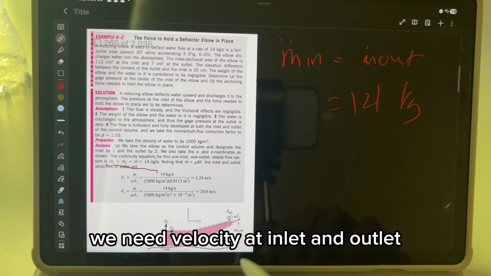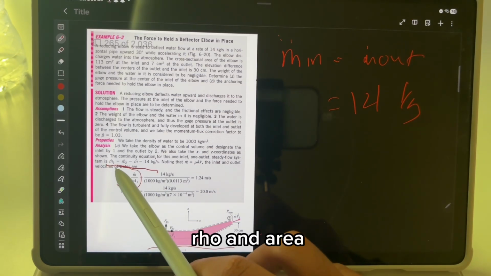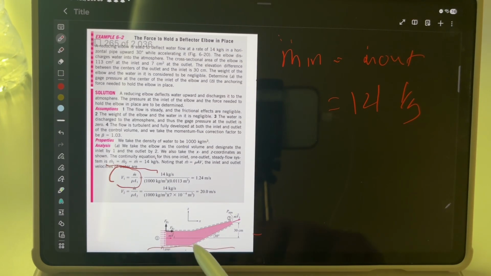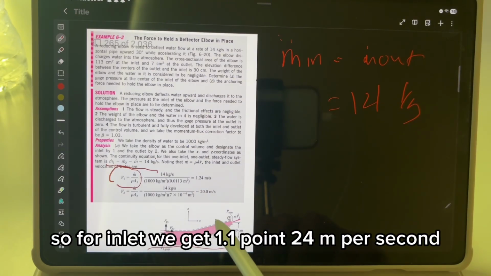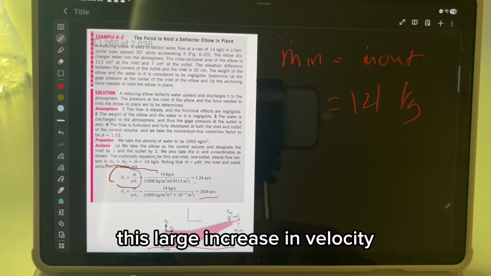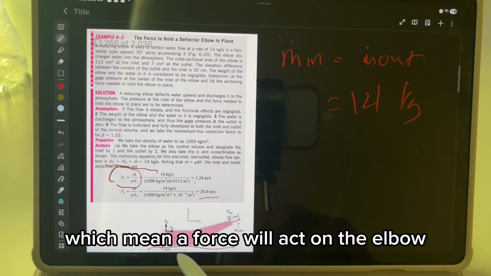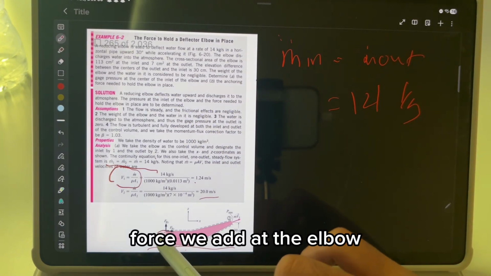To analyze momentum, we need the velocity at the inlet and outlet. We use the continuity equation: velocity from mass flow rate, rho, and area. For the inlet, we get 1.24 meters per second, and for the outlet, we get 20 meters per second. This large increase in velocity indicates a large change in momentum, which means a force will act on the elbow.